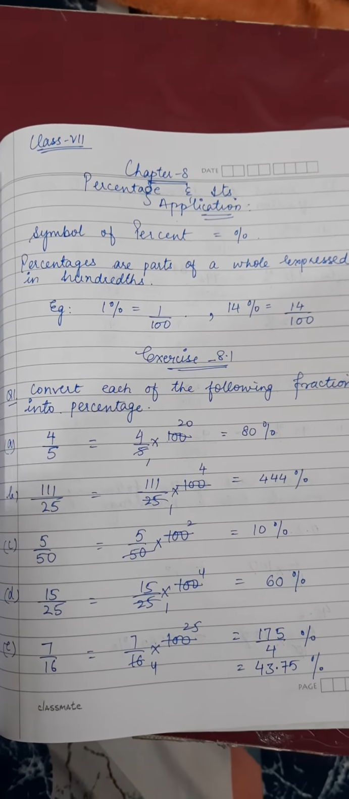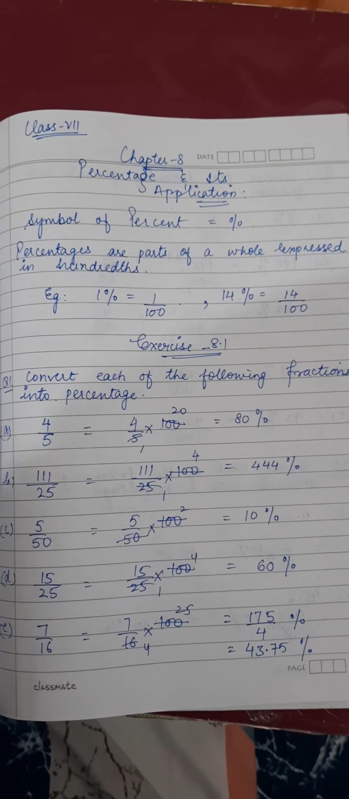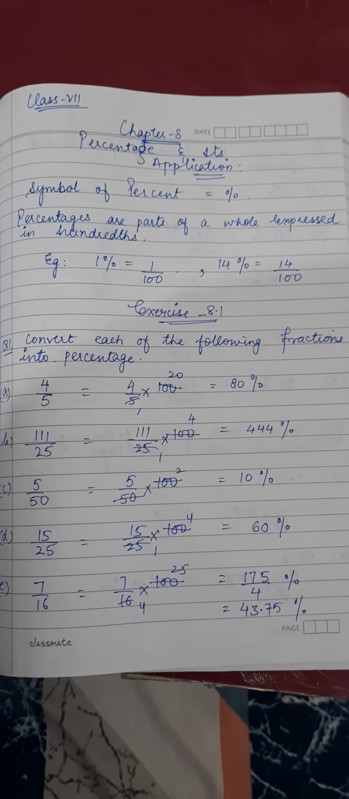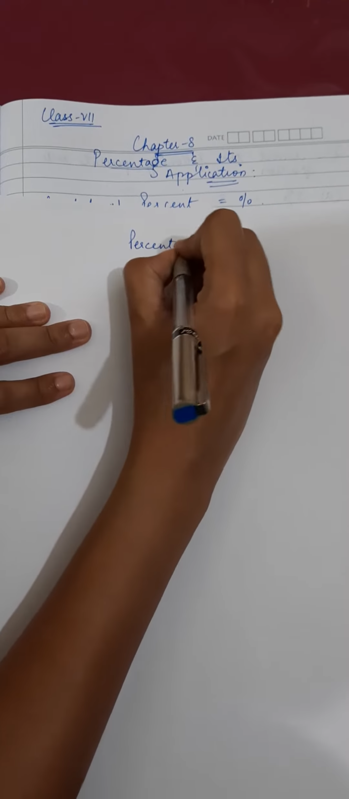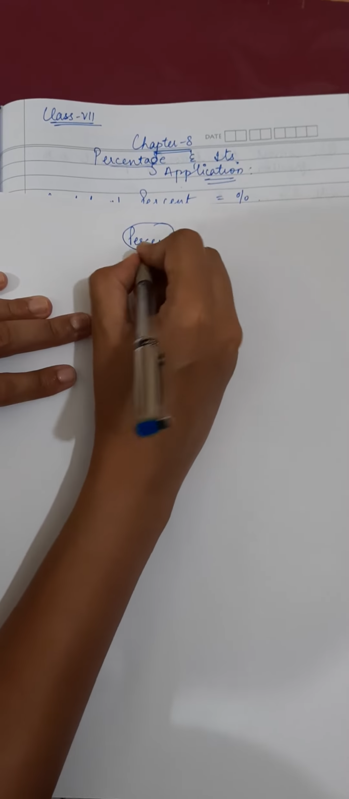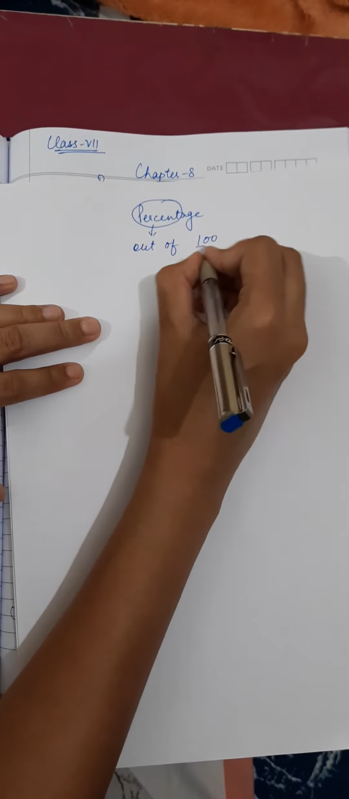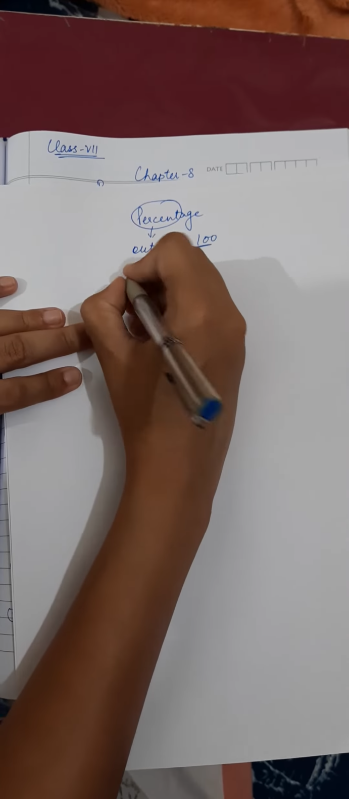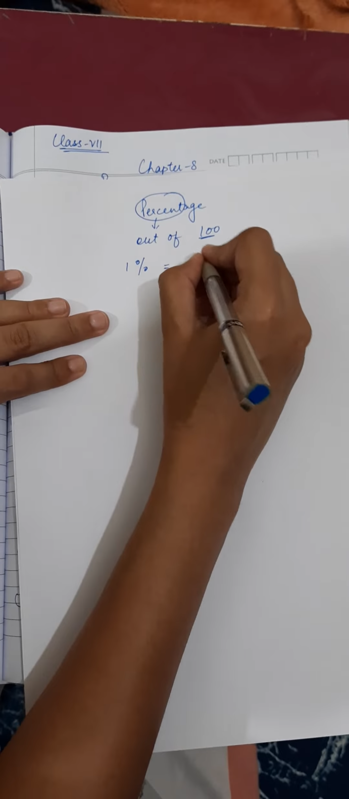Hi everyone. We'll be starting today with the next chapter, chapter 8, percentage and its application. Now in this chapter I'm going to talk firstly about what percentage means. This percent means I'm going to talk out of 100. If we are talking about some percentage, that means we are talking out of 100. If I'm saying 1%, that means out of 100 only one part is there.